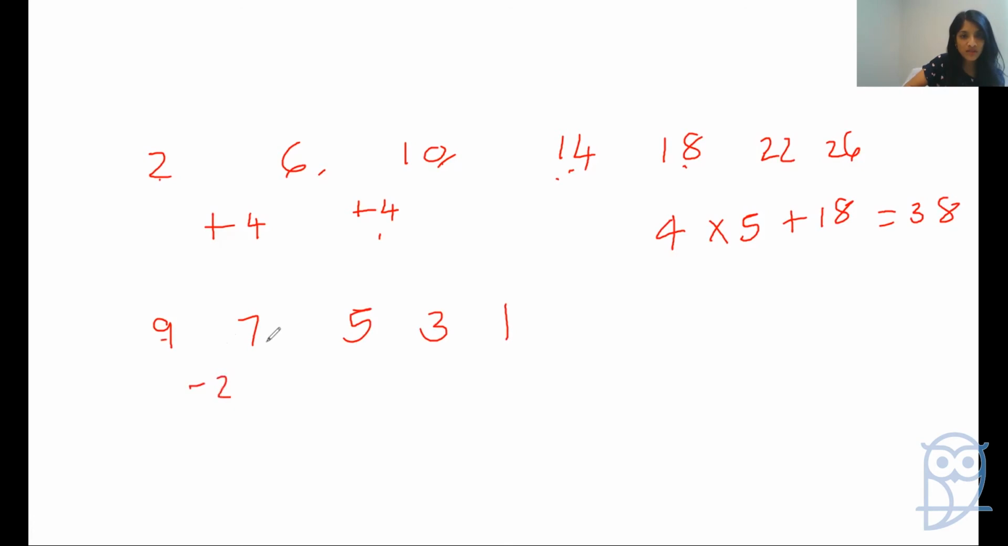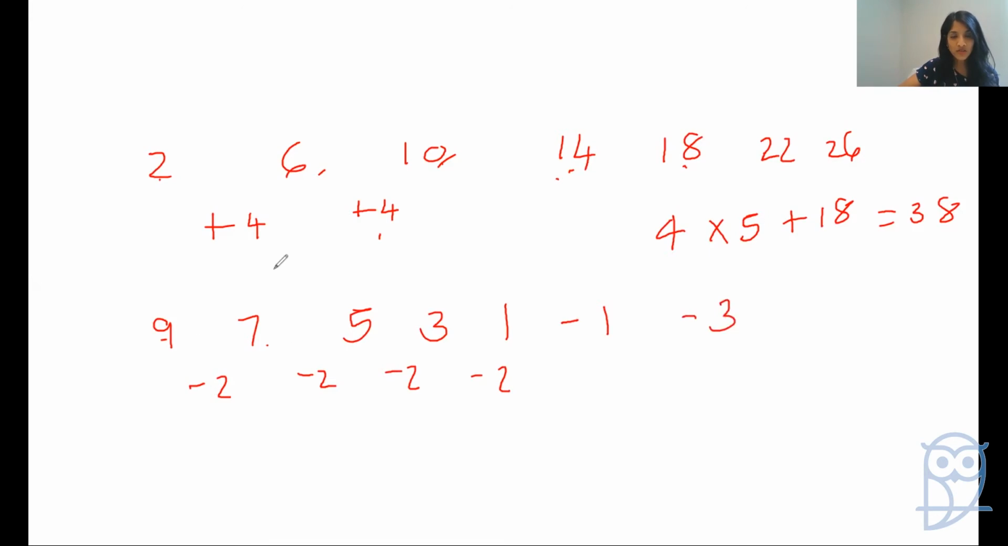9 minus 2 is 7. 7 minus 2 is 5. 5 minus 2 is 3, and 3 minus 2 is 1. Okay, now we need to find the next 2 terms. What would be the next 2 terms? The next 2 terms here after 1 are minus 1 and then minus 3.